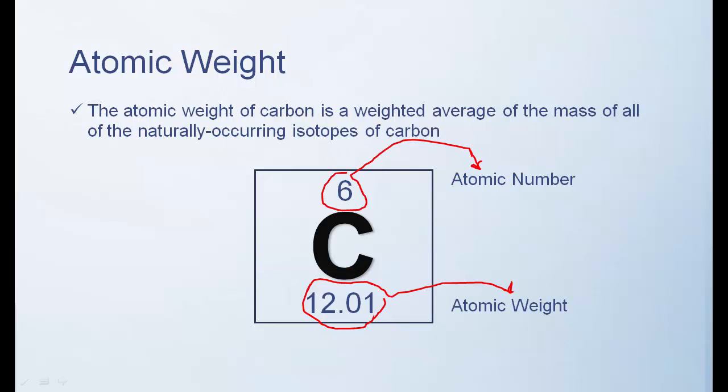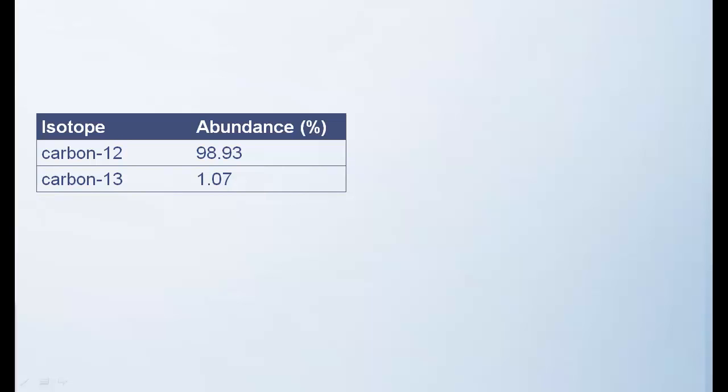When we say atomic weight, we are talking about a weighted average of the mass of all of the naturally occurring isotopes of carbon. If you look at carbon, there are two different naturally occurring isotopes of carbon, carbon-12 and carbon-13. We discussed these in our last video. And notice that carbon-12 accounts for about 99% of all carbon, while carbon-13 makes up the other 1%.